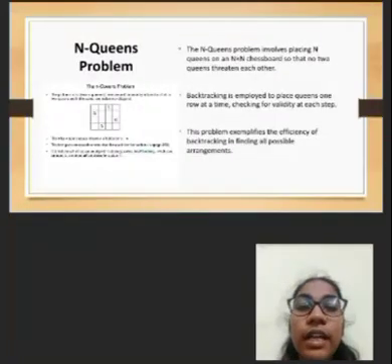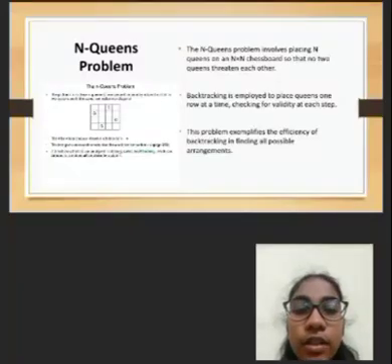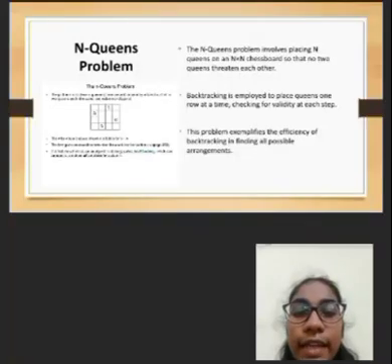N-Queens problem. The N-Queens problem involves placing N queens on an N by N chessboard so that no two queens threaten each other. Backtracking is employed to place queens one row at a time, checking for validity at each step. This problem shows the efficiency of backtracking in finding all the possible arrangements.